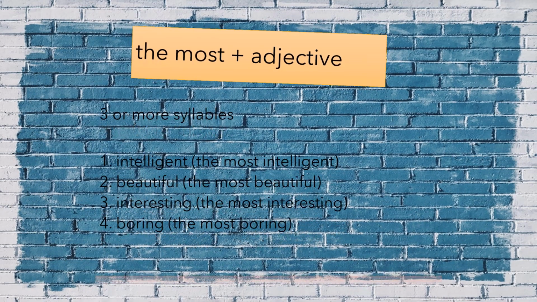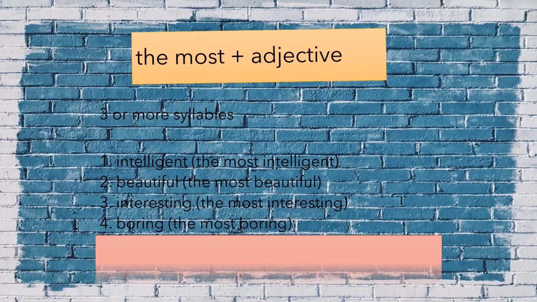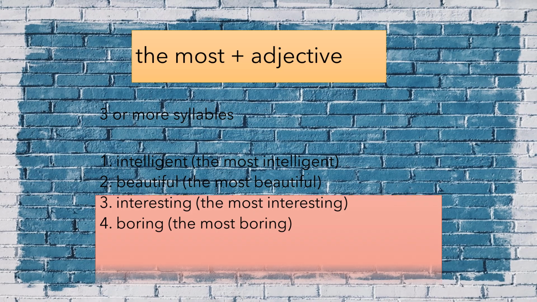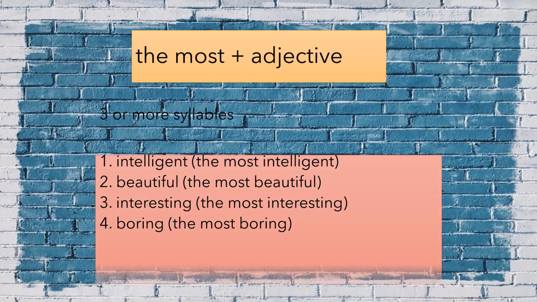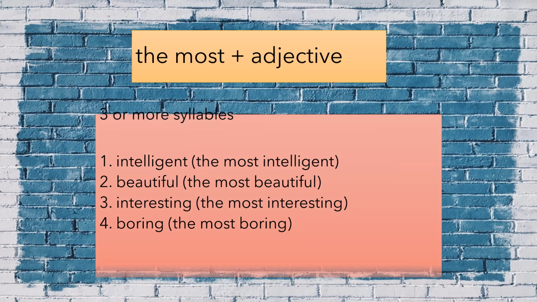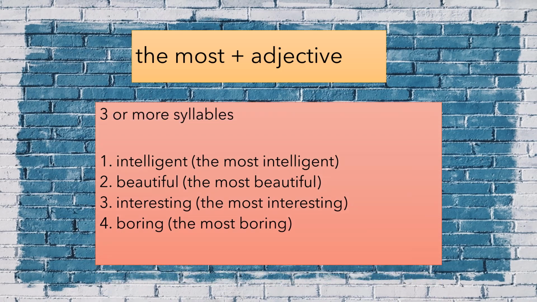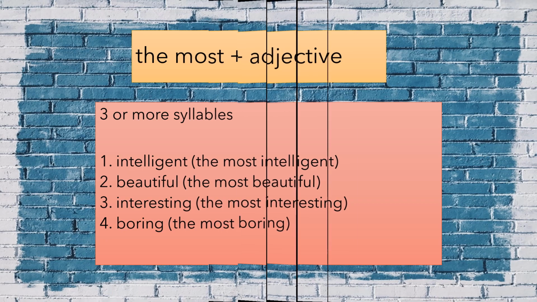Alright, when we go to three or more syllables, we have to add the most plus adjective. Like intelligent has four syllables, so we have to add the most: the most intelligent. Beautiful, the most beautiful. Interesting, the most interesting. Boring, the most boring. Remember that for superlative we add est, but for three or more syllables we have to add the most. Remember that, the most.